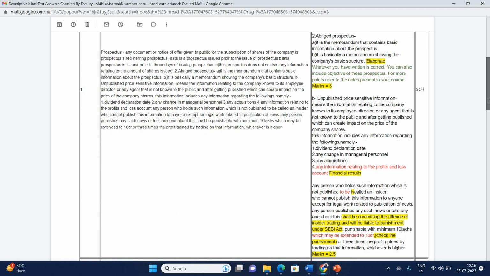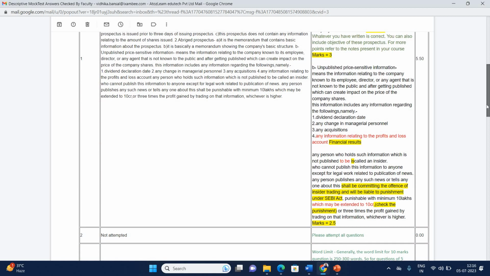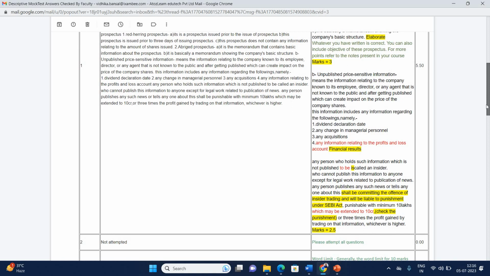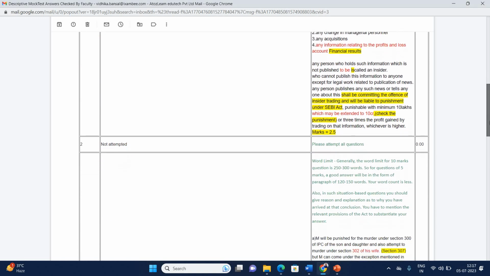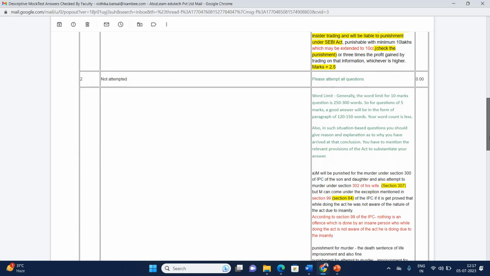Similarly for the second part, short note on unpublished price sensitive information, I have gone through the entire answer, checked that out, highlighted what was wrong in red, and then mentioned the points which could make the answer more attractive, more appealing. Then the student hasn't attempted the second question and the third question was a situation based question.